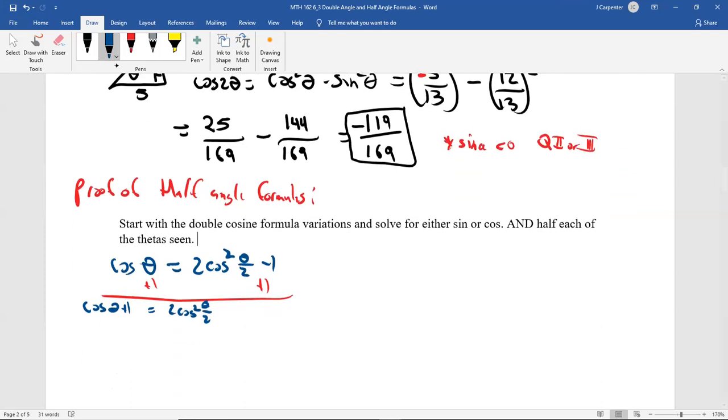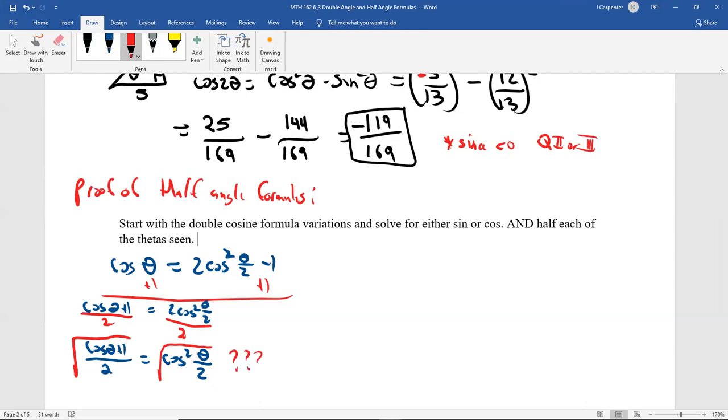Then we're going to divide both sides by 2, just basic algebra, even though the trig makes it look ugly. So that's cosine of theta plus 1 all over 2 equals cosine squared of that half angle. And then whenever you have something squared equal to something else, you just take a square root of both sides, right? No. You take the plus or minus square root of both sides.